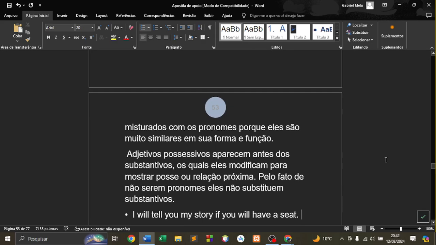What does it mean? What does it want to tell us when it says that they do not replace the noun? I cannot use a possessive adjective alone, by itself. A possessive adjective needs to always be together with a noun. I cannot say just, that's my. I need to say, that's my, and what's my? That's my car, that's my book, that's my cell phone. You know? I cannot say, that's my. My can only be used with another word after it.